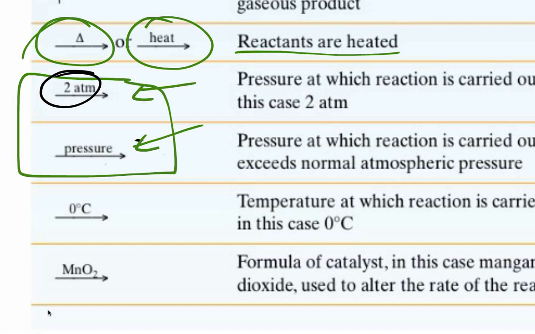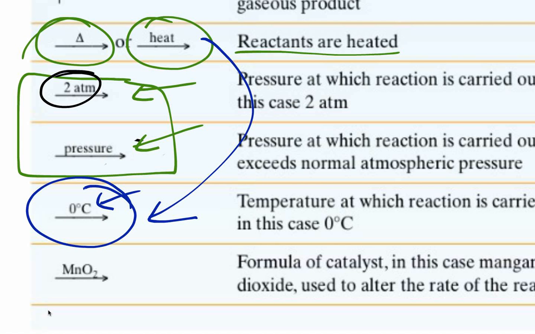That means 2 atmospheric pressures. That means twice the normal pressure of the atmosphere. Again, that would be like at sea level, like normal atmospheric pressure. A couple other things. It could happen at a certain temperature. So instead of just heat, it could say it happens at a certain temperature. And this one is carried out at a colder than normal temperature, 0 degrees Celsius, freezing.